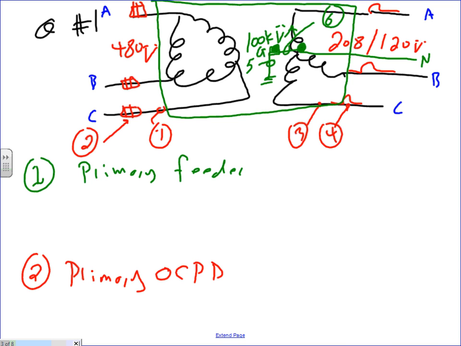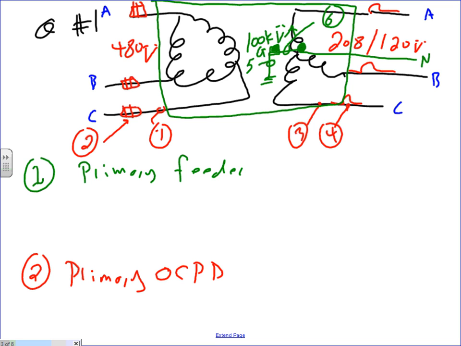The primary is 480, and the secondary is 208/120. And I need to find how many things? Six things for this transformer, typical. Now, I picked the 480, 208 sides, right? But you're going to see we're going to use different voltages. Any question about what we're doing here, guys? Now, we took a service, or separately derived system, and we need to size six things for this service. That's your job as a designer, to come up with a size.